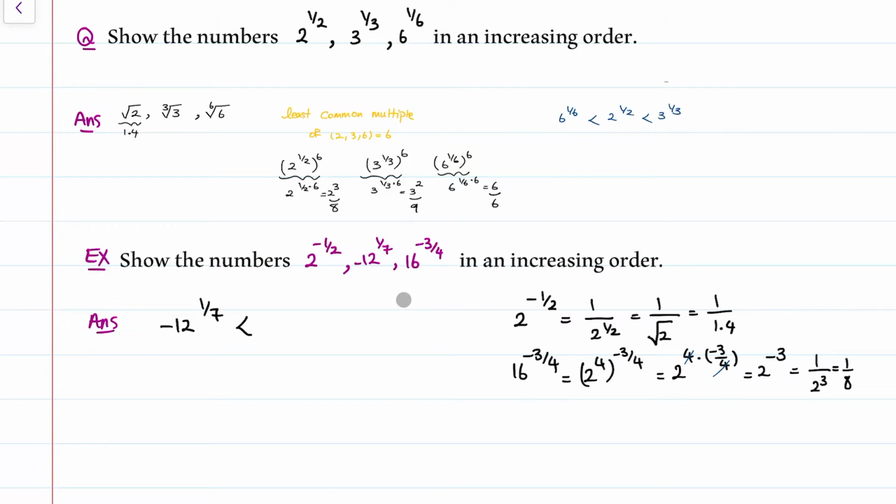Okay, so I have 1/8 and I have 1/1.4. Since 8 is the bigger number in the denominator, that makes the fraction smaller. So this number is smaller because 1/8 is smaller than 1/1.4. So 16 to the power of negative 3/4 is the smaller one, and 2 to the power of negative 1/2 is the largest one.